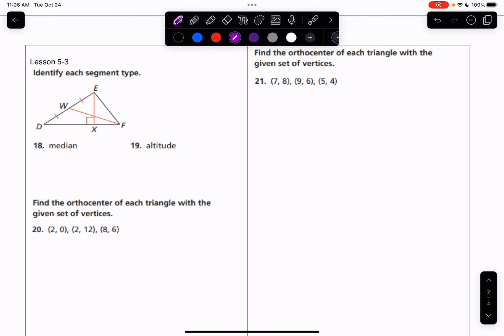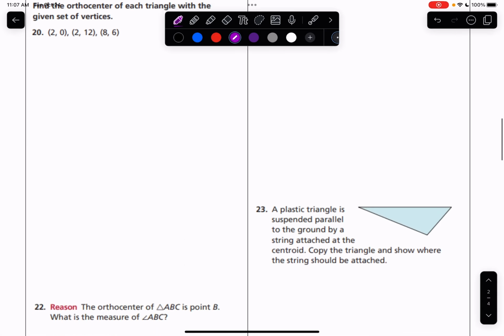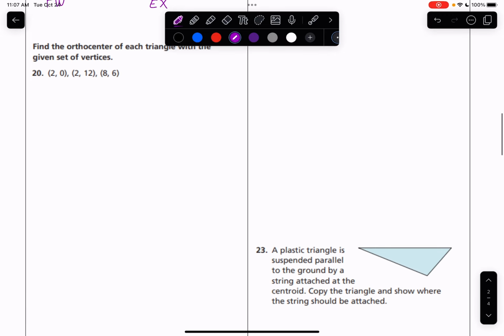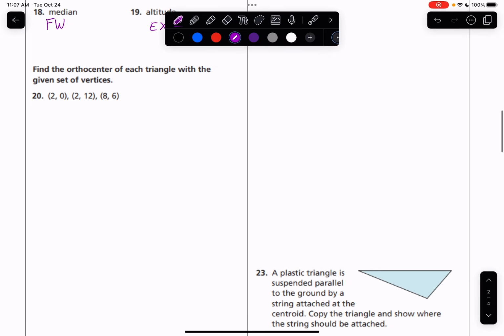Down here, identify median and altitude. Well, FW goes from a vertex to the midpoint of the opposite side, so that's the median. And then EX goes from the vertex to the opposite side, so that's the altitude. Hits that opposite side at a right angle. Ooh, we got some orthocenter problems, and I have given them to myself without giving myself an answer key, so this should be fun.